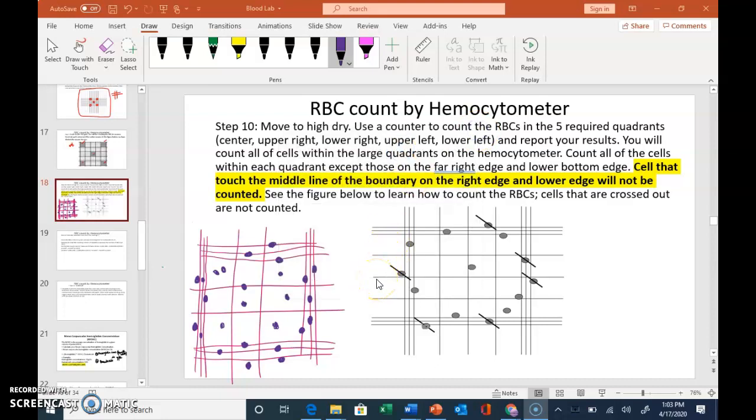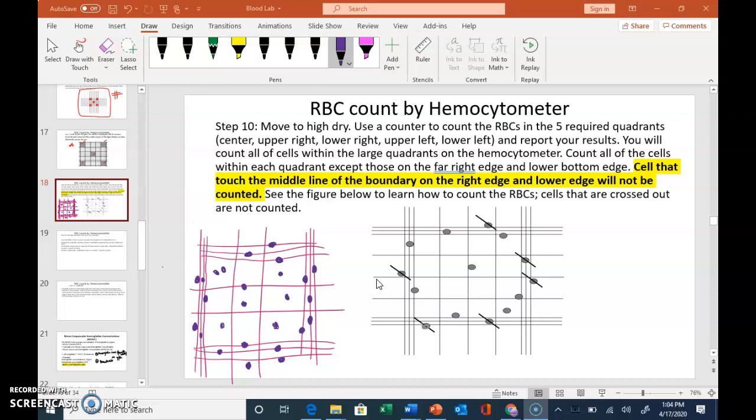Alright class, so let's do a sample one. This is all hand drawn. Please forgive me for this awful drawing, but this is the best I could do on my screen. I will ask you to count the number of cells that you see. Let's get started.